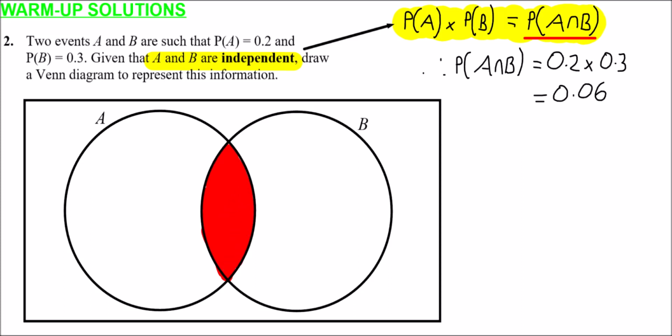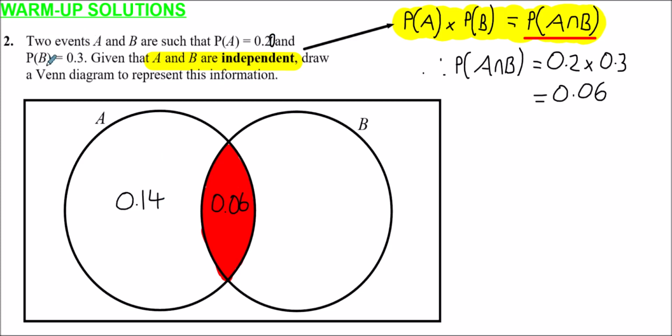So that's 0.06. Now we need to fill in the other bits of the Venn diagram as well. So we know that the probability of A is 0.2. This overlap includes a part of A, so this bit here will be 0.2 minus 0.06. And to be honest, now you can think of it in terms of money, unless you want to use your calculator, which is also fine. 0.2 is the same as 0.20. That's like 20p. So 20p minus 6p, that's going to be left with 14p here.